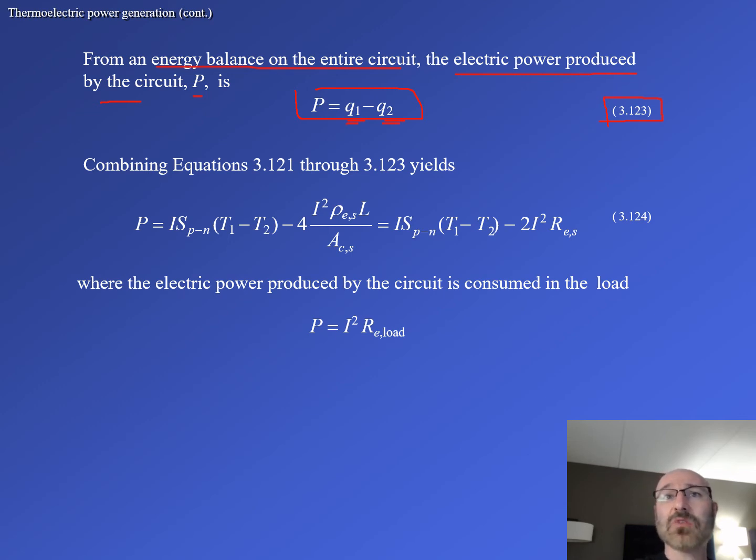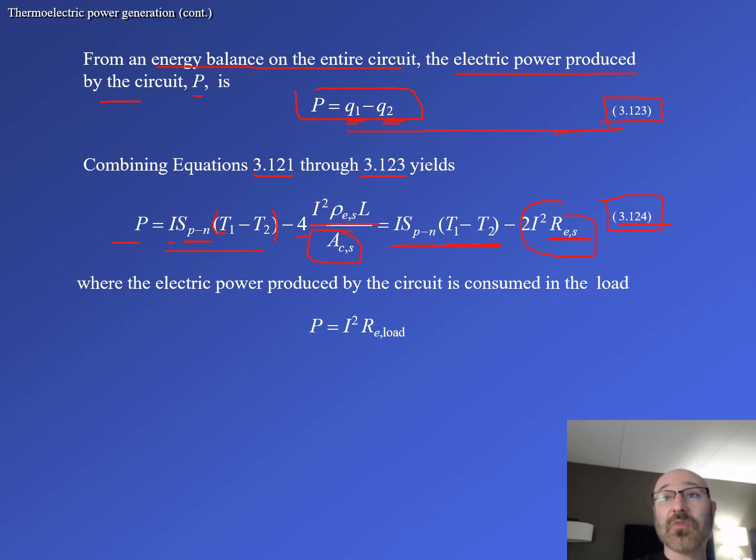Now, if we combine equations 3.121 and 3.123 above, we get the relationship shown in 3.124. P is equal to the current times the Seebeck coefficient for P-N times the temperature difference, minus 4 times the numerator of I squared rho ESL all over A CS. We can reduce this a little more. The last term changes, while the first term remains the same as before: I times the Seebeck coefficient times the temperature difference, but now minus 2 times I squared R ES, for equation 3.124.